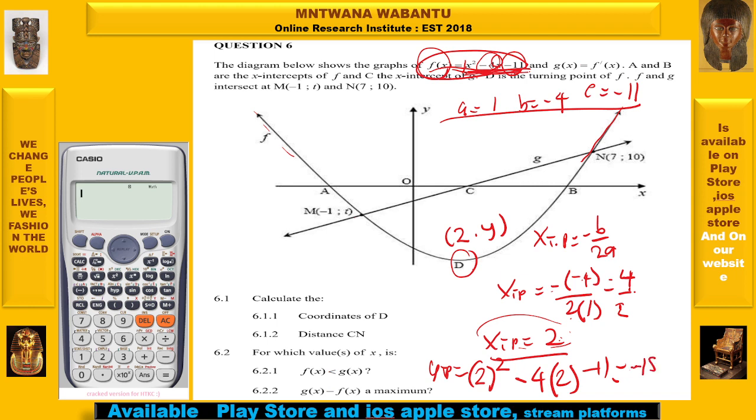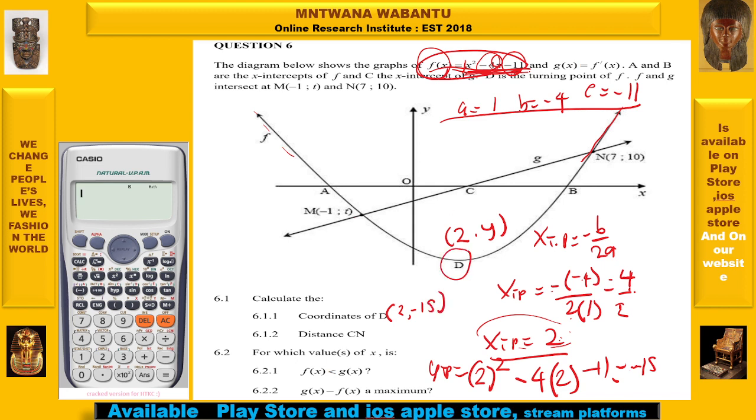Okay? So we have a negative 15. So then y at the turning point equals negative 15. Now we can simply come here and plug in this value. Say x equals 2, the turning point, point D, has a value of x equal to 2 and y equal to negative 15. And sometimes you have to check if it makes sense.